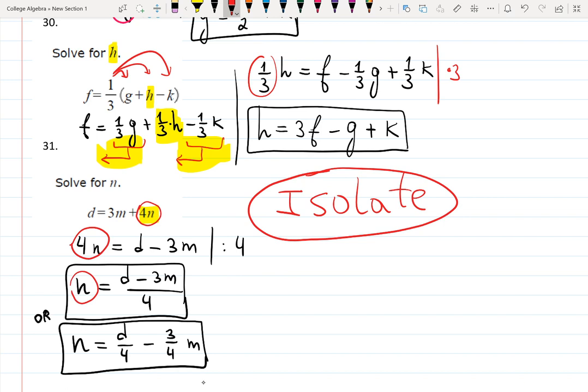And the same happened with previous examples. You cannot jump into finding h first. You first had to distribute 1/3, then you had to isolate 1/3 h, here it is, and then you finally isolate h. So isolate in steps.